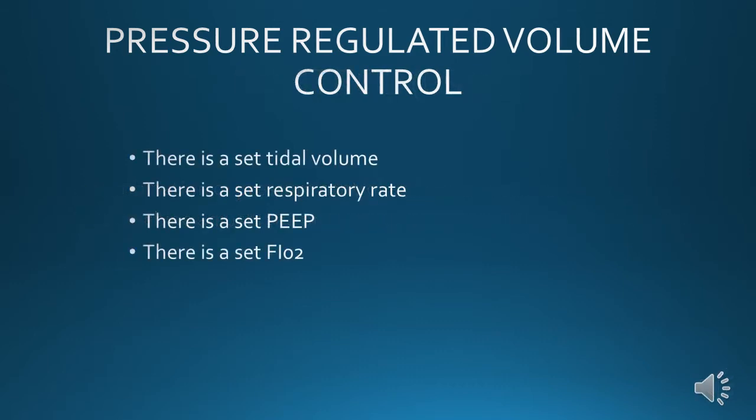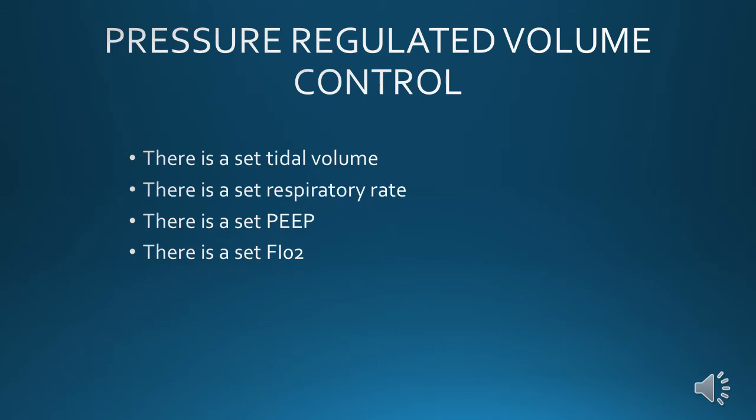Now look at these settings. These are the basic settings for PRVC. Looks exactly like volume control because it kind of is. We have a set tidal volume once again, a set respiratory rate, a set amount of PEEP, and a set FiO2. So what's the big difference?